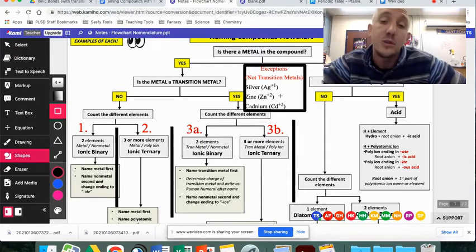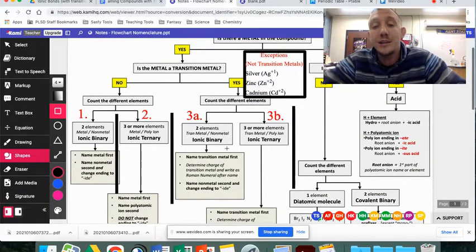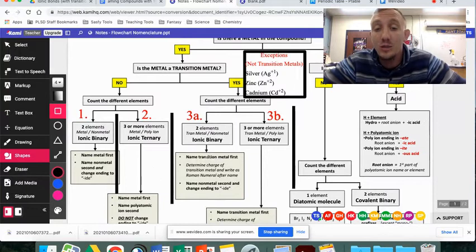They never have a different charge, okay? Now, here's the thing. When you are using a transition metal, you are going to name the transition metal first, then determine the charge of the transition metal and write it as a Roman numeral after the name. Then once again, you name the nonmetal as an -ide, just like you would in 1. So 3A is going to follow 1. The only thing that's changing is the metal is now a transition metal.